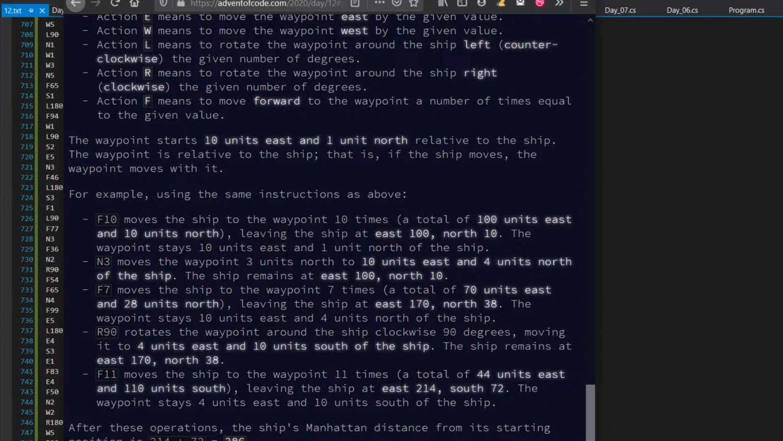So how do we figure out? I think I get it for the cardinal directions. The left and right, I'm not so sure. Counterclockwise. R rotates the waypoint around the ship clockwise 90 degrees, moving it to 4 units east and 10 units south of the ship. The ship remains east 170, north 38.